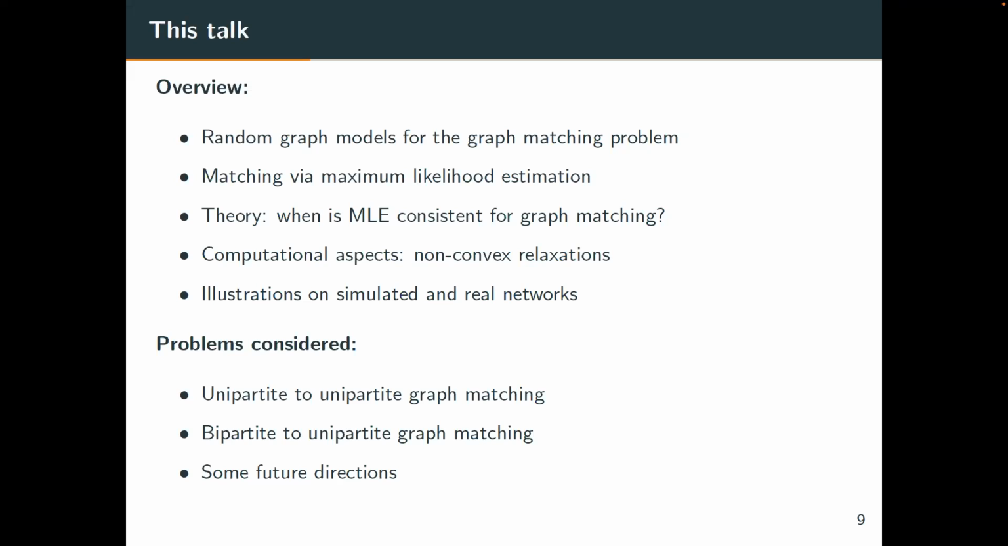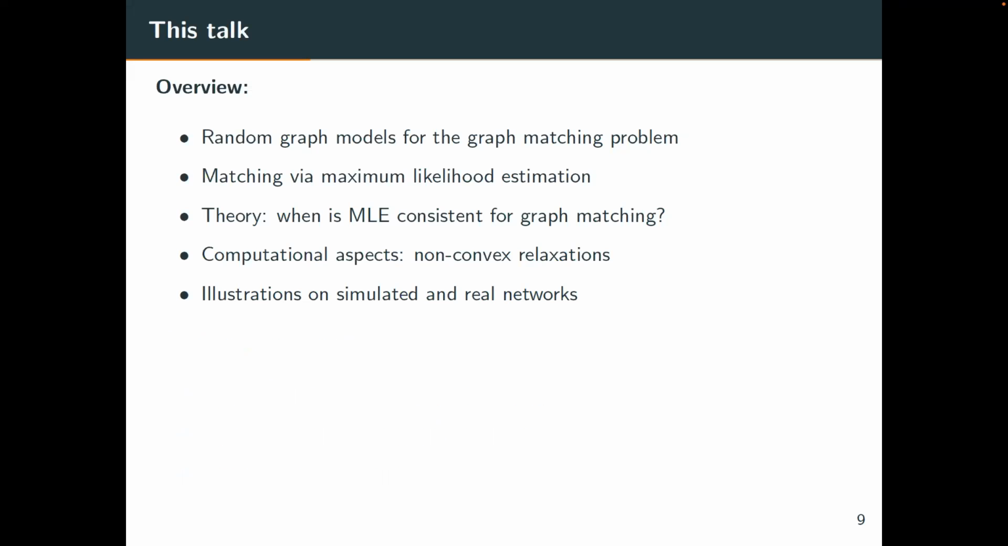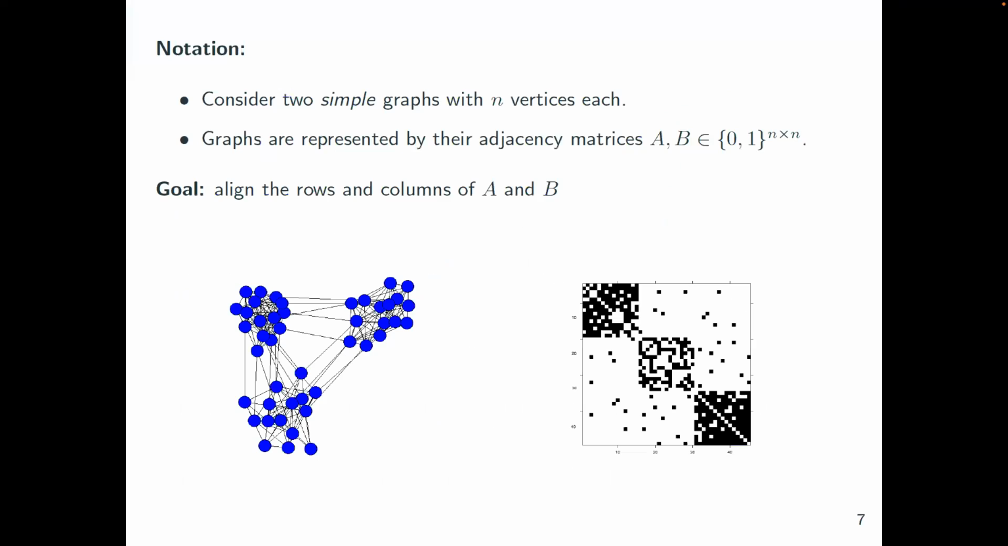What you mean is the unipartite graph is the same color? So by unipartite, I mean that in this graph, all the vertices are of the same type. So we can have edges between any pair of vertices. In the bipartite, we're going to have two different classes of vertices. So then the edges only go from one class to the other.